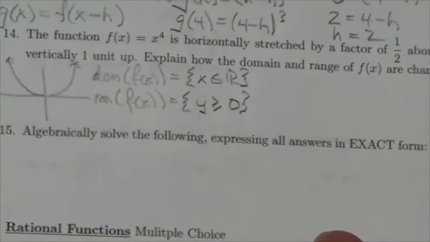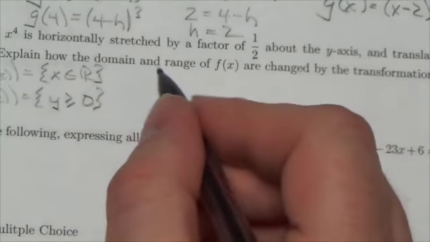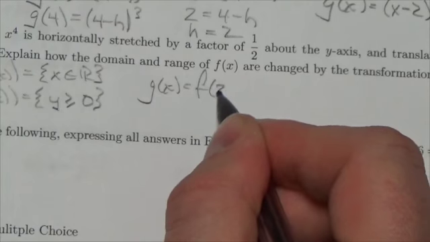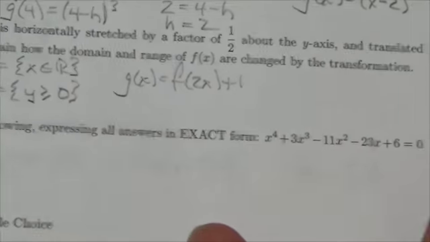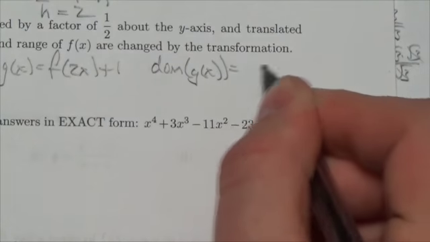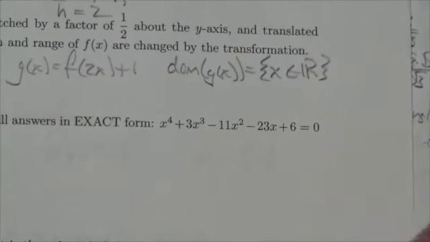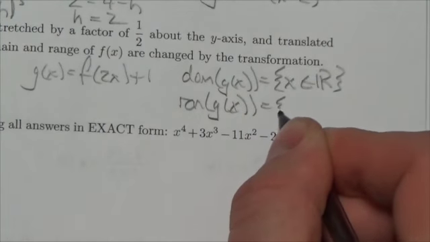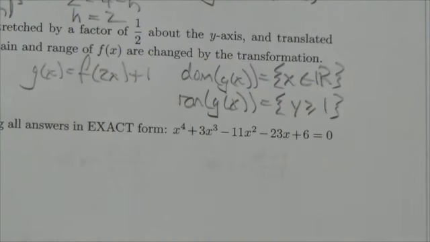So really, the only thing that's going to happen when we create the new function, let's say g of x, where we write that this is going to be f of 2x, there's my stretch by a factor of a half, plus 1, well, the domain of g of x is going to be the set of x values where x is an element of the reals. That's not going to change anything. But the range of g of x will be a little different. It's going to be the set of y values where y is greater than or equal to 1. And there you go.